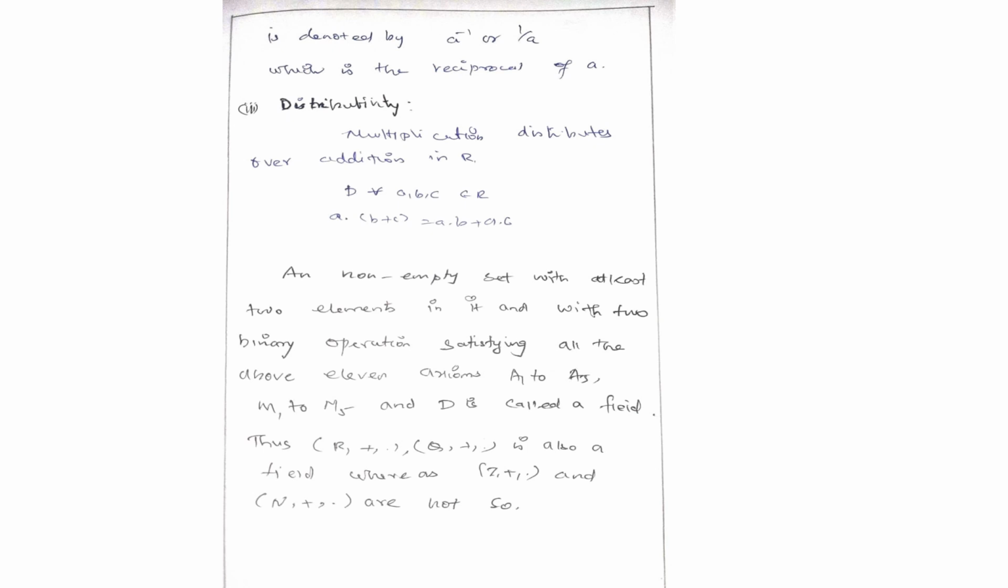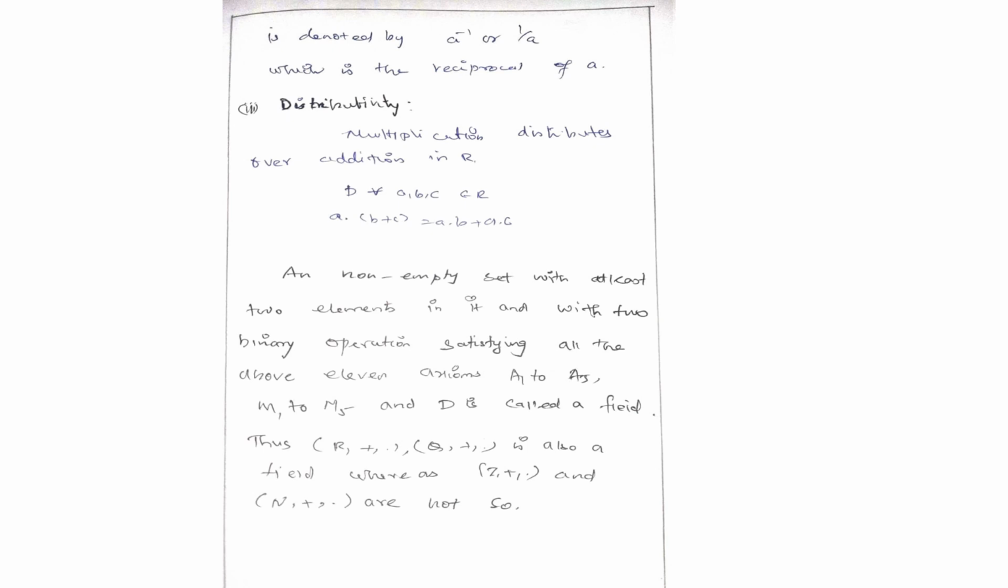So we come to the conclusion. When we say that a given field is an ordered field, it should satisfy all the above axioms. Then we say that the given field is an ordered field. A non-empty set with at least two elements and with two binary operations satisfying all the above 11 axioms, A1 to A5, M1 to M5, and D, is called a field.